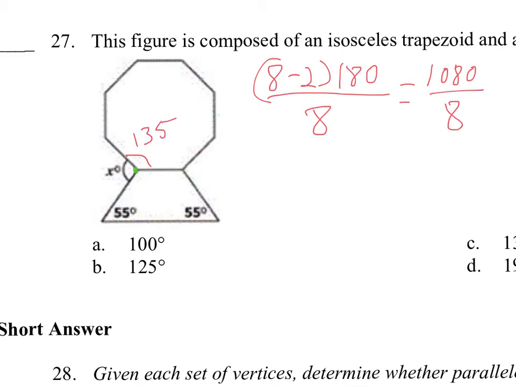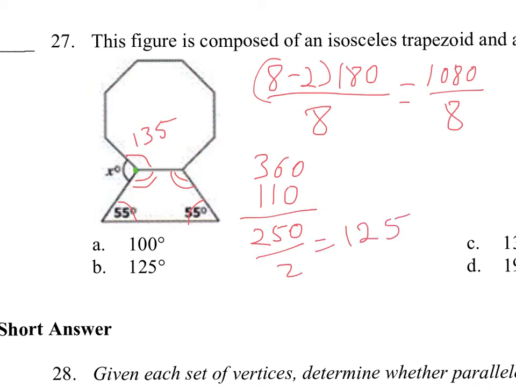What we have here is an isosceles trapezoid. So we have to find the measure of this angle, which is going to be congruent to this angle. 55 and 55 is 110. All four angles have to add up to 360 in a quadrilateral. So those other two angles have to add up to 250. Well, they're congruent, so we can divide it by 2, and so it has to be 125. So this angle is 125.